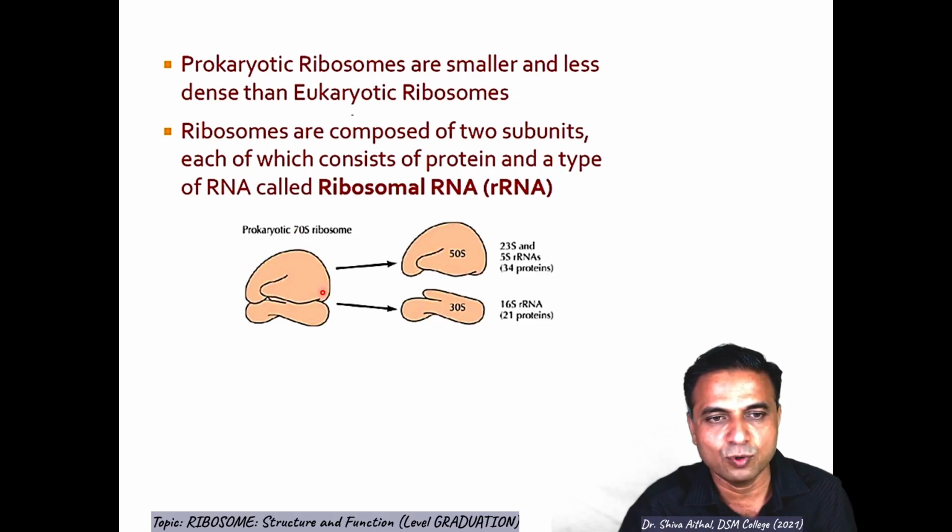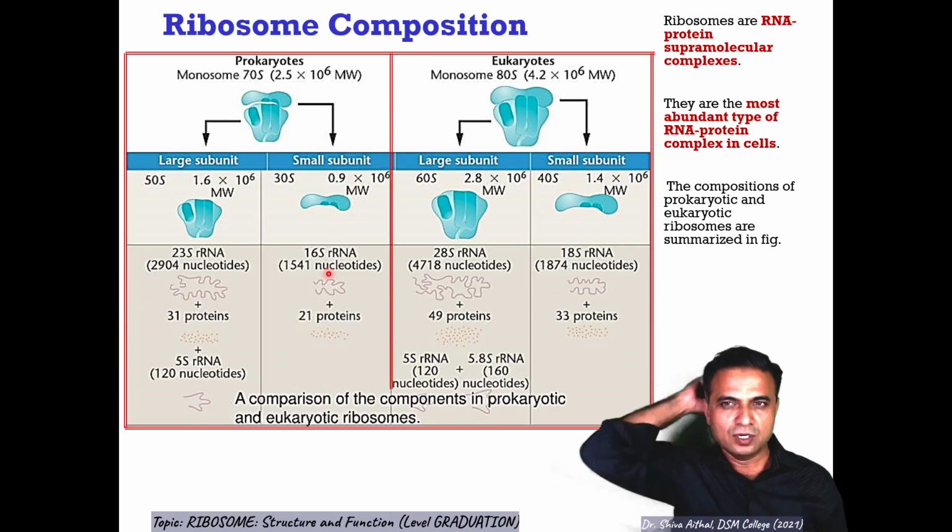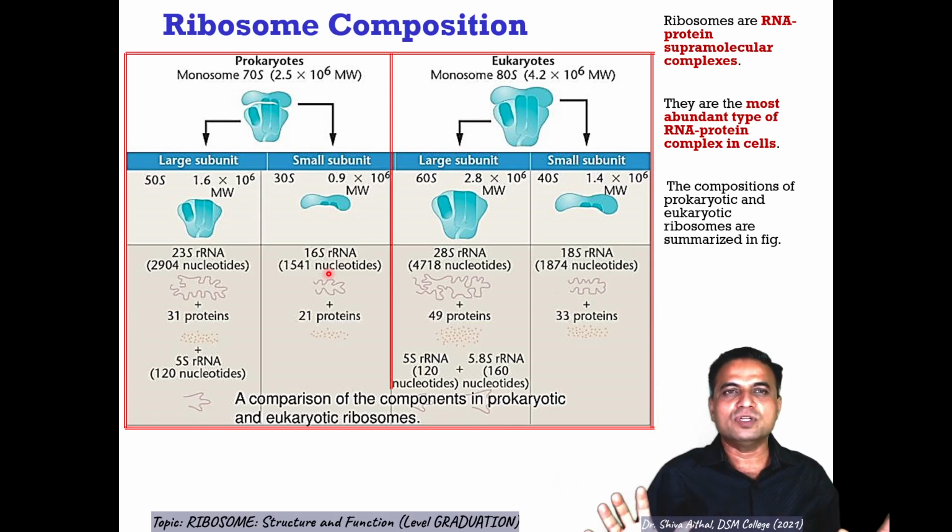This is the prokaryotic 70S molecule. How does it look like? See, it looks like this. Ribosomes, they are RNA proteins, supramolecular complexes. They are the most abundant type of RNA proteins. They are complex in their assembly. Composition of prokaryotic and eukaryotic ribosomes are shown here.